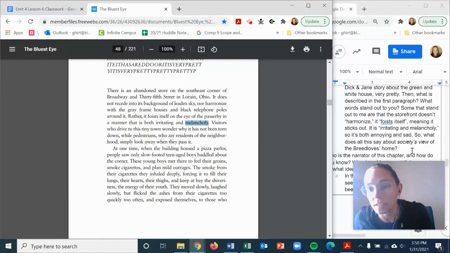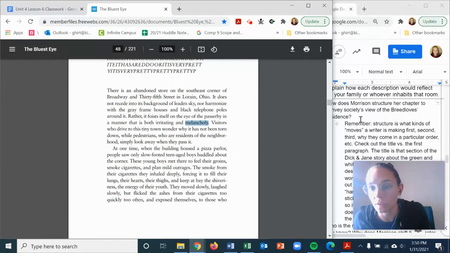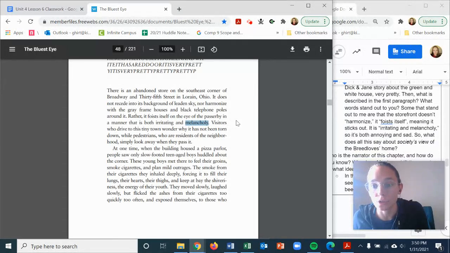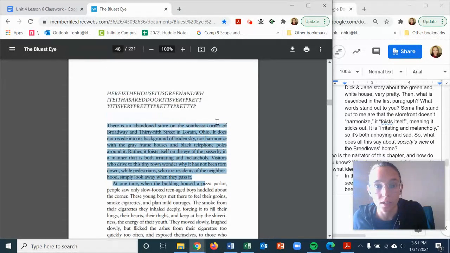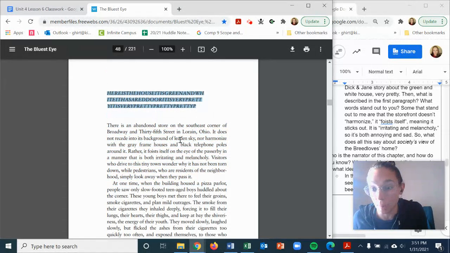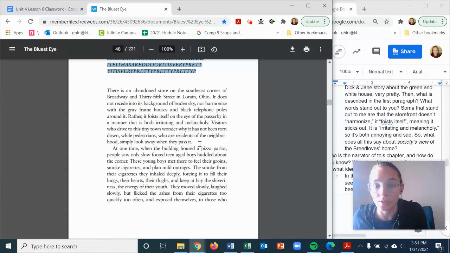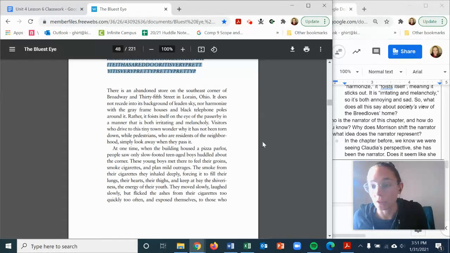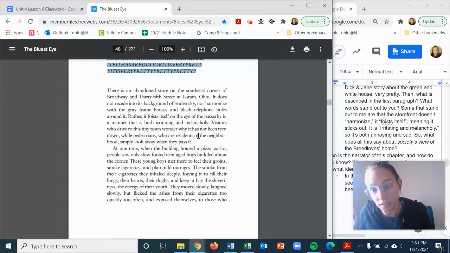So what does all this say, right? The question is, what does all this say, the structure, we have title versus first paragraph, about society's view of the Breedloves' home? If this is how it's being described, and this is the title of the chapter, what does that say about society's view of the Breedloves' home? So go ahead and pause the video, answer question 1 right now. Hopefully those questions were helpful. Do that now.